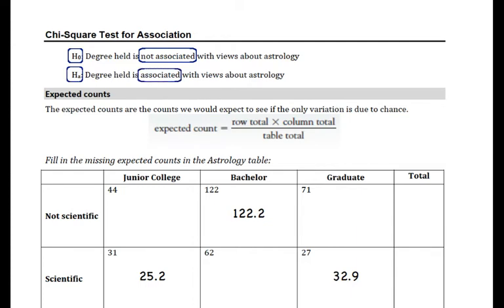So we have two categorical variables here, and those are degree held and astrology, or views about astrology. So the chi-square test for association is appropriate in situations where we have two categorical variables.